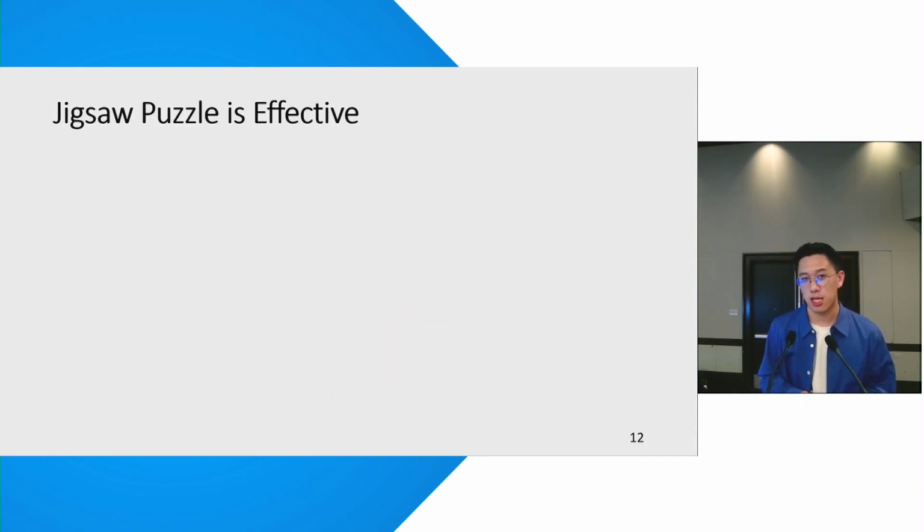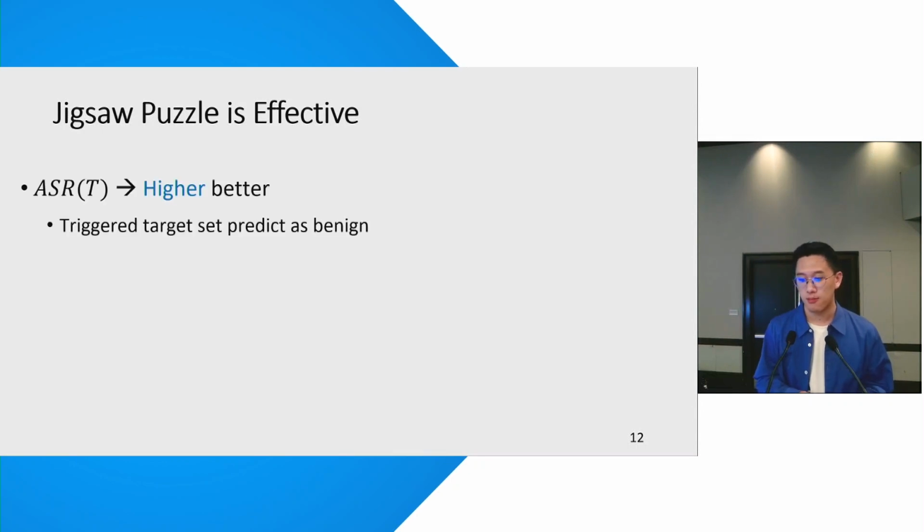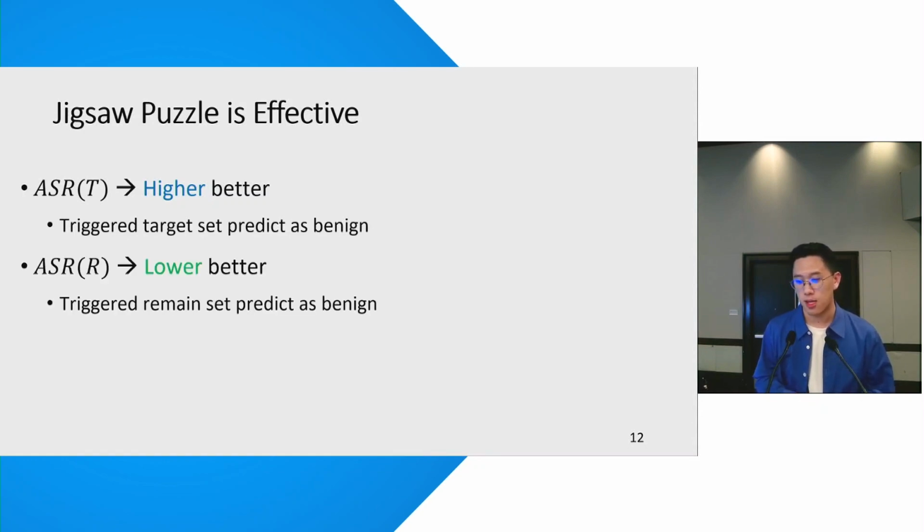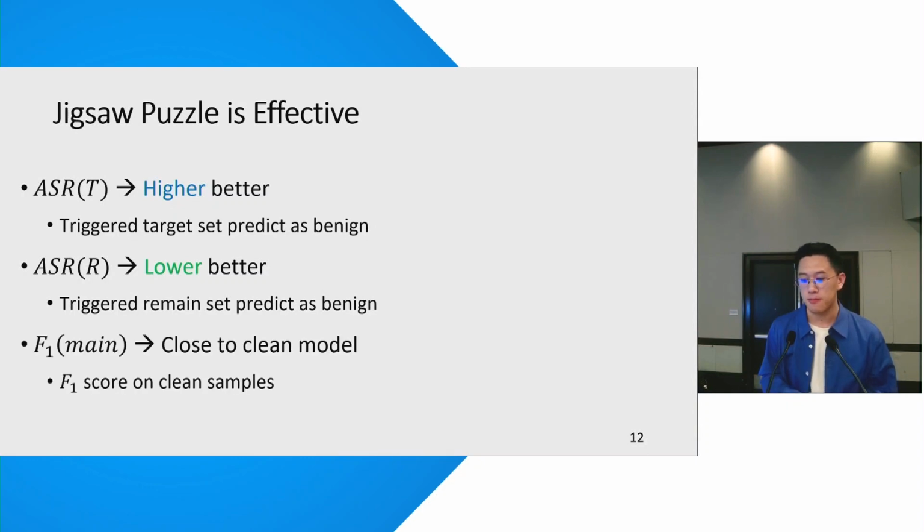We show that Jigsaw puzzle is effective. We have three main metrics to monitor. ASRT is the attack success rate of the triggered target set. Higher is better. ASRR is the attack success rate of the triggered remaining set. Lower is better because we don't want them to be predicted as benign.